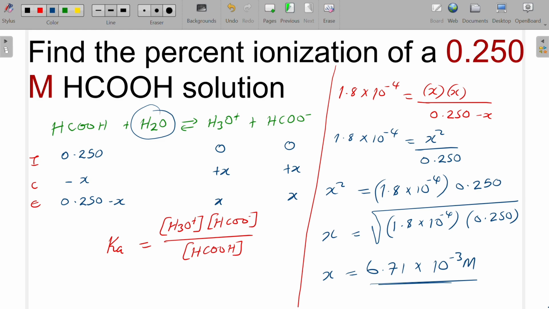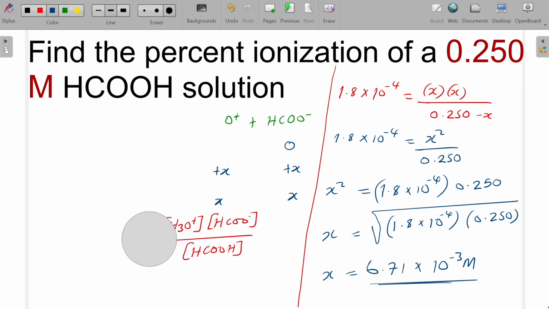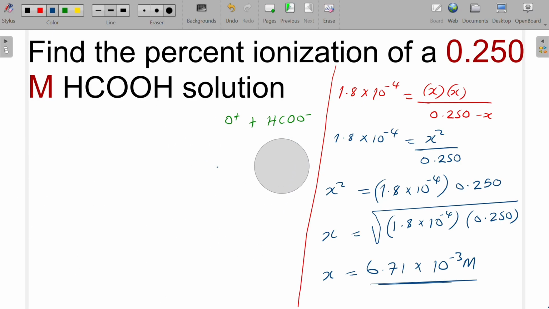So this is the value of x, and the value of x is the same value as the hydronium ion concentration. You see this x here is the same as the hydronium ion concentration at equilibrium. So the value we found here is also the concentration of the hydronium. All right, so let's proceed and see how we can get the percentage ionization.